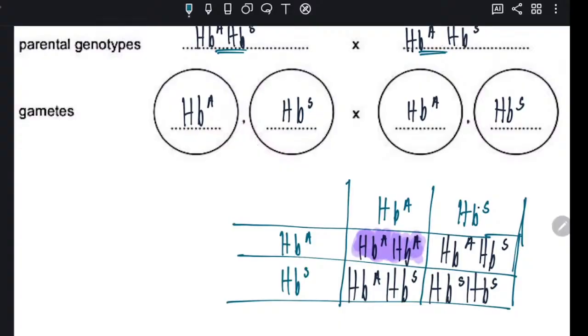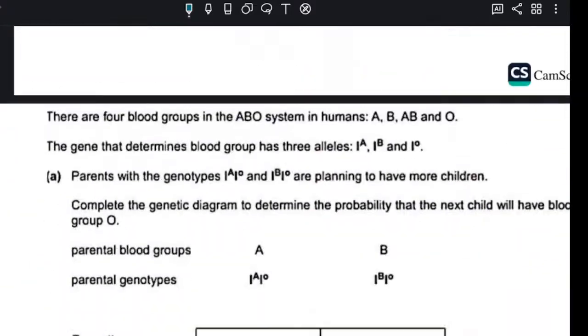Any questions on this? This is easy, right? Class? Any questions? Right, let's do the second one.